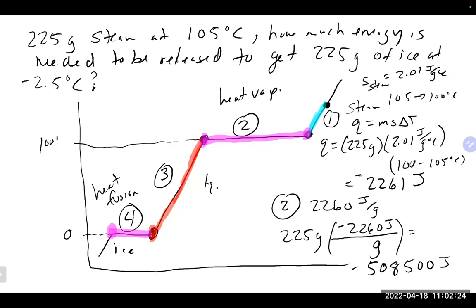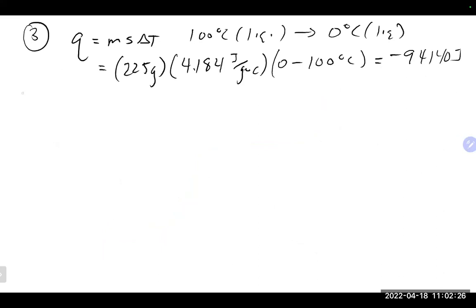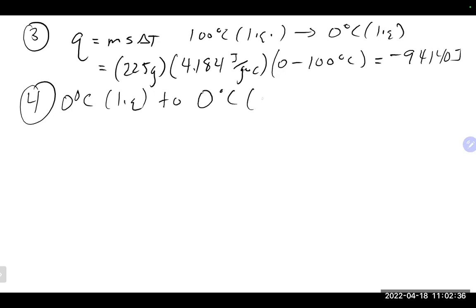for our calculation gets us our fourth process, going from 0 degrees liquid to 0 degrees ice or solid. And our heat of fusion, again, specifically for water. If you're using some other substance, once again, it would be a different value. We'll just use 333 joules per gram.